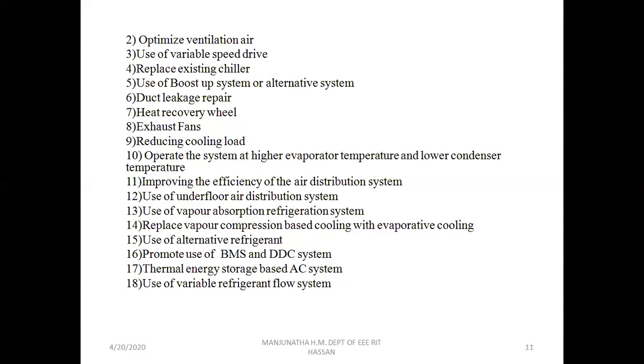At that time there is a possibility of vapor content in the cabin, and the vapor content will absorb the heat. If the vapor absorbs the heat, that may reduce the temperature of the room. So in order to overcome this disadvantage, we can use the vapor absorption refrigeration system. It will absorb the vapors in the cabin, thereby the temperature of the room may be increased. And then replace vapor compressor based cooling with evaporative cooling. Instead of compressor based cooling, we can use evaporative cooling. That is also one of the energy conservation methods.